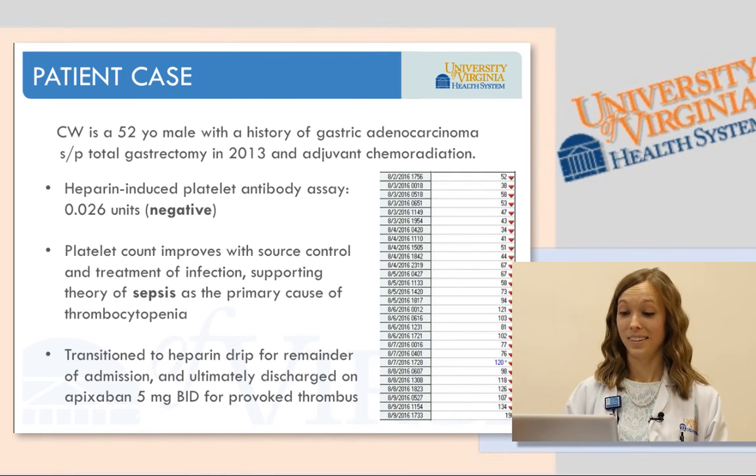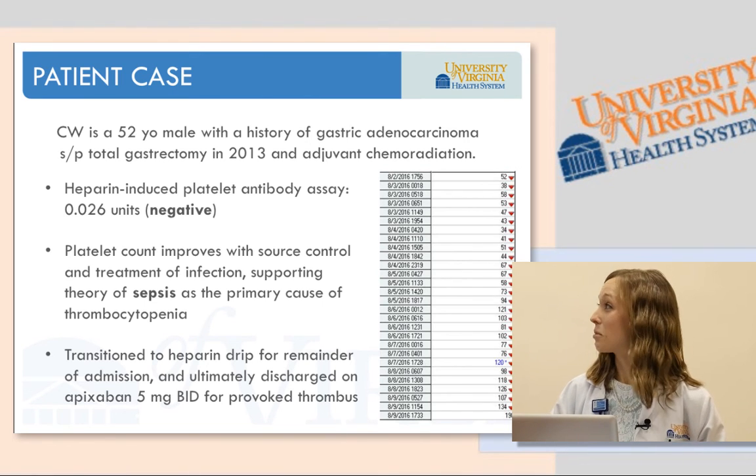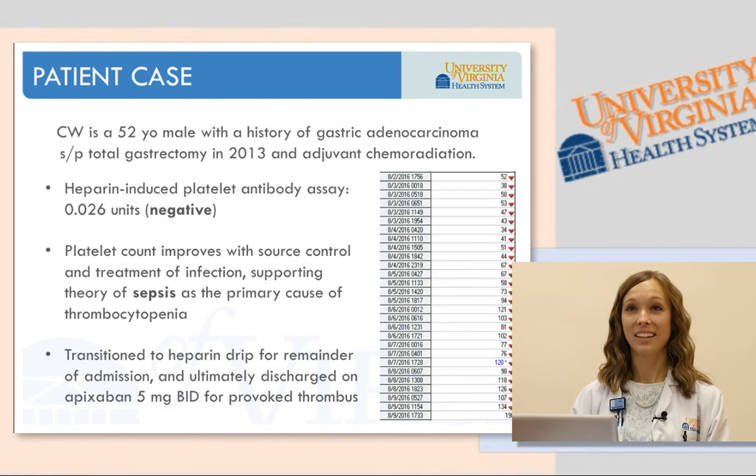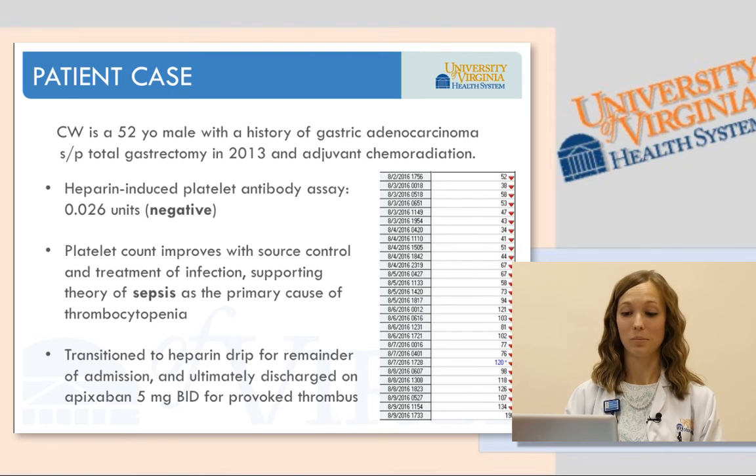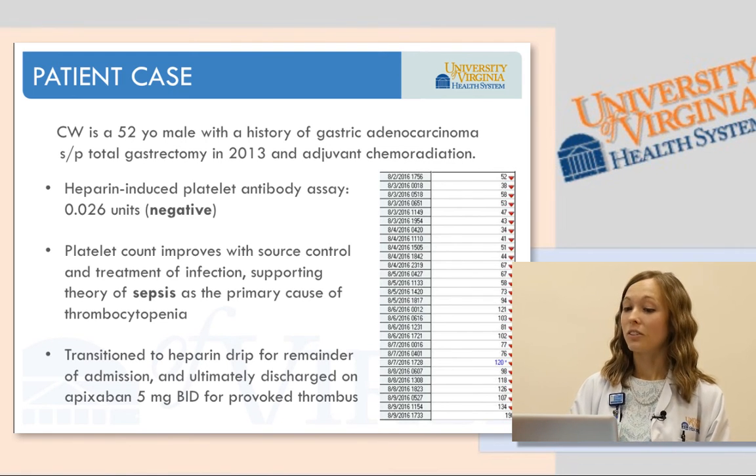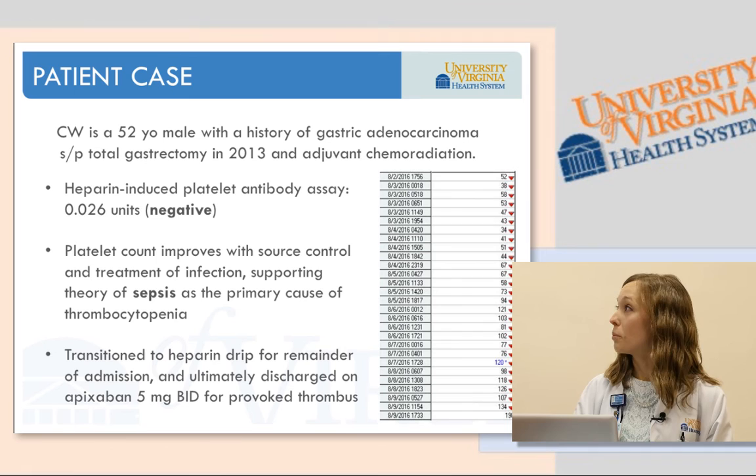So it's not HIT. The next piece of data we get is the heparin-induced platelet antibody assay, which is, of course, negative with a very low optical density, as we see here. We also see a platelet count that is starting to trend back up.